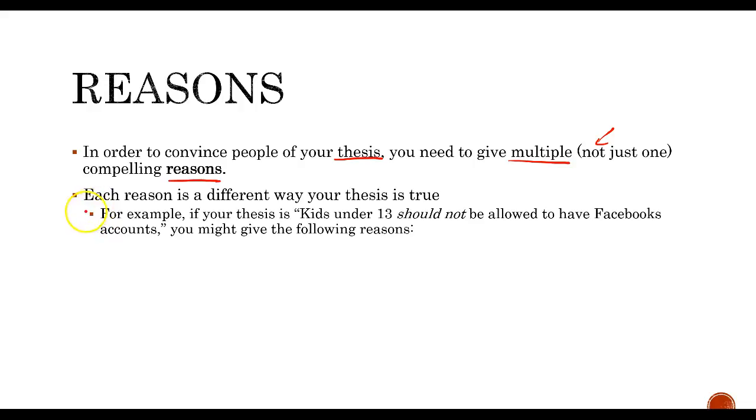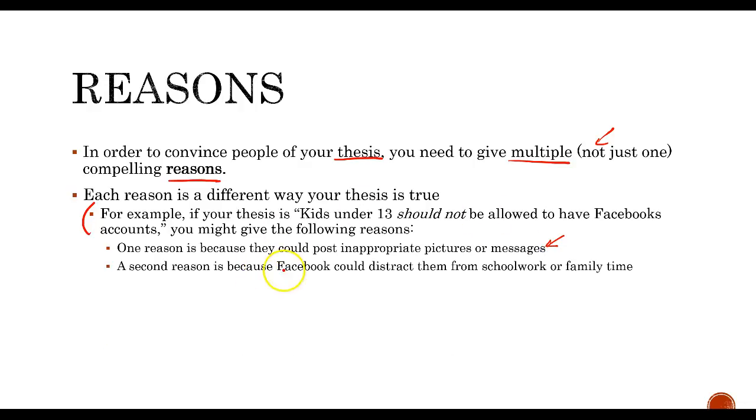For example, let's take a look at if our thesis was kids under 13 should not be allowed to have Facebook accounts, our reasons could be these. One reason is because they could post inappropriate pictures or messages. There's a good reason. A second reason is because Facebook could distract them from their schoolwork or family time. Here's another good one. That could even probably be two separate reasons, but we could also deal with it as one. Facebook could potentially distract kids from doing their schoolwork or from wanting to spend time with their family.